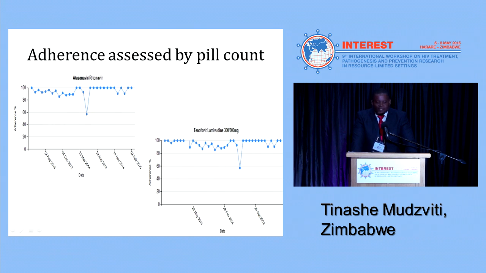So this is Brian's adherence assessment as measured by the pill count. And as you can see, for both atazanavir and your dual formulation of tenofovir with lamivudine, essentially Brian is maintaining close to 100%, or quite recently has been maintaining close to 100% adherence to atazanavir and tenolam.